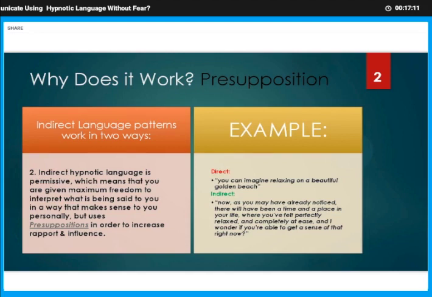So a direct way without presuppositions is: you can imagine relaxing on a beautiful golden beach, and that's a direct command. If someone is highly susceptible to hypnotic language patterns, this will be highly effective with them. However, most of the population, this isn't going to be effective with, so we want to use something more indirect. Now, as you may have already noticed, there will have been a time or place in your life where you felt perfectly relaxed and completely at ease. And I wonder if you're able to get a sense of that right now.